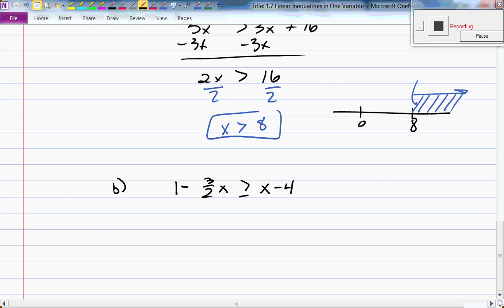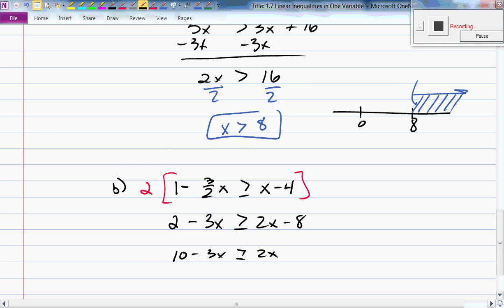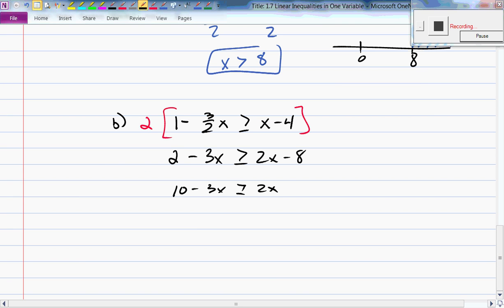All right, how do we want to clear it? Multiply by what? Multiply by 2. 2 is a positive number, right? We're still good there with the inequality. So, distributive, what do I have? 2 minus 3x greater than or equal to 2x minus 8. All right, so far so good. Okay, next idea. Who's got it? Add 8 to both sides. Okay, so I get 10 minus 3x greater than or equal to 2x. Next idea. Oh, okay, so 10 is greater than or equal to 5x. Are we okay there with that part?